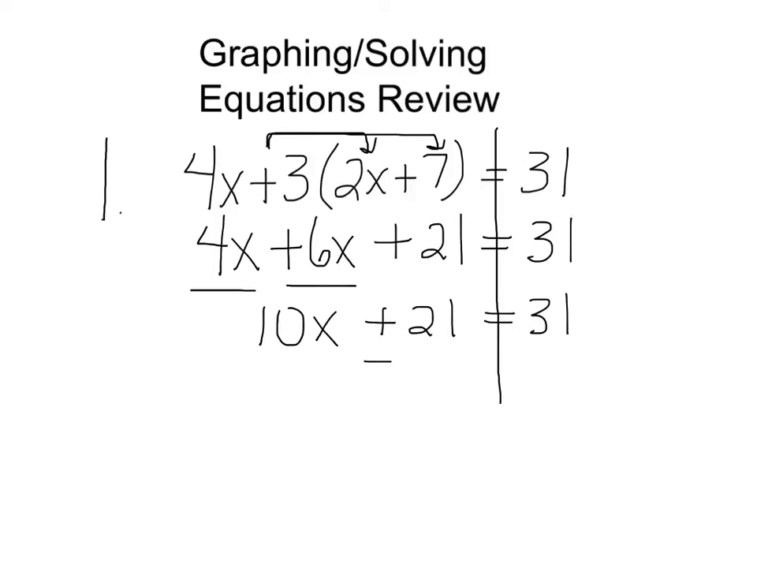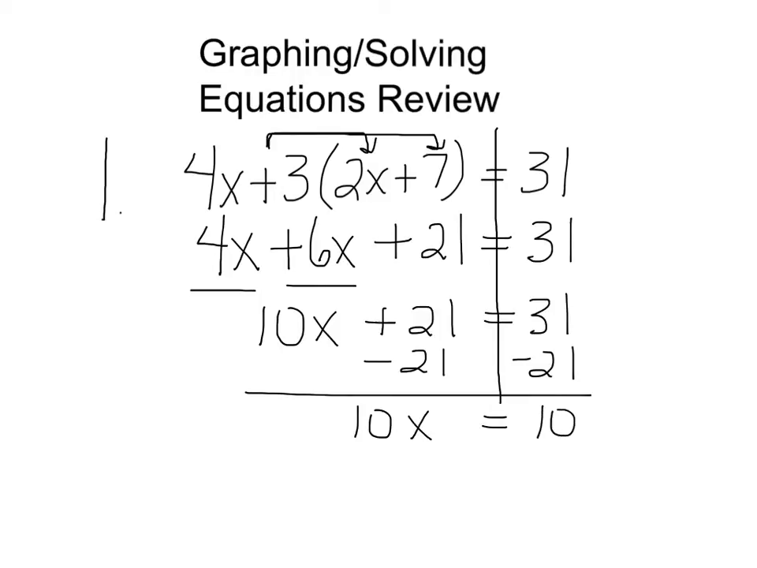I need to subtract 21 from both sides, and when I do that, I'm going to end up with 10x equals 10. And now the last thing I need to do is solve for 1x, so I need to divide both sides by 10, and I'm going to end up with x equals 1.